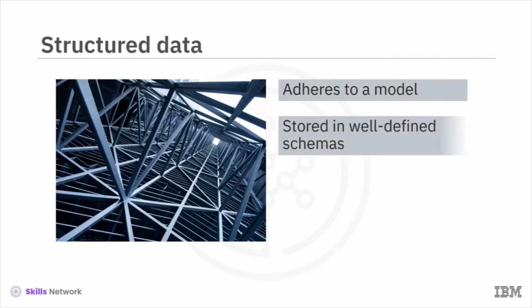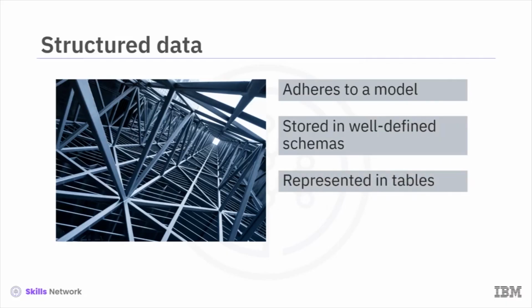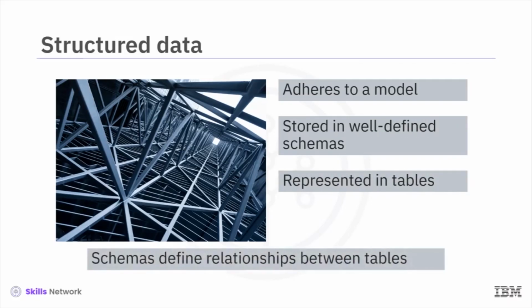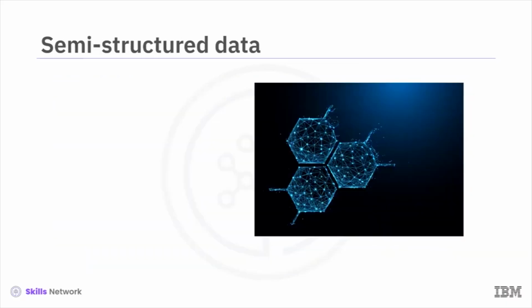Can be stored in well-defined schemas such as databases, and in many cases, can be represented in multiple tables with rows and columns. The schema defines the relationship between the tables. Semi-structured has some organizational properties, but lacks a fixed or rigid schema. It cannot be stored in rows and columns.